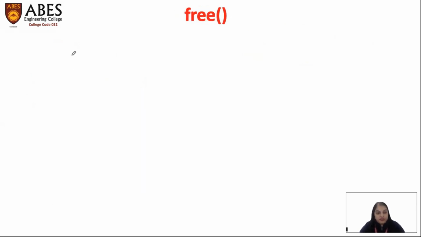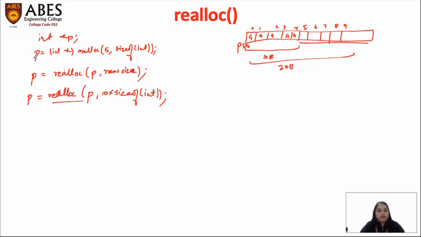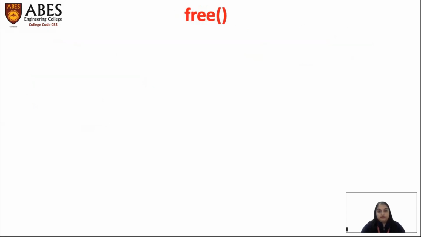What happens in free? Whatever you are allocating, suppose this p is the pointer that I am allocating. So after dynamically I have initialized it, I have declared it, and after allocating the memory, I have to free that also from the memory. So free, within parenthesis, the pointer which is to be freed. This is required for that. Right? Thank you.